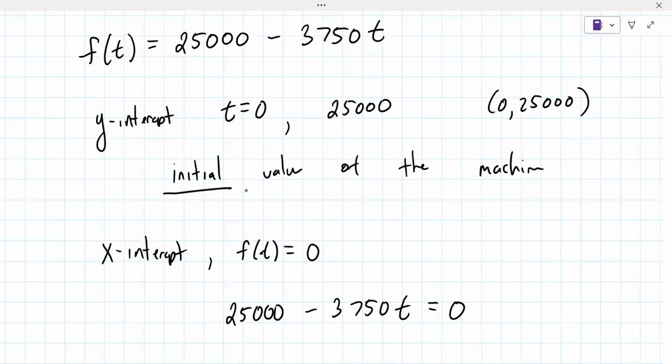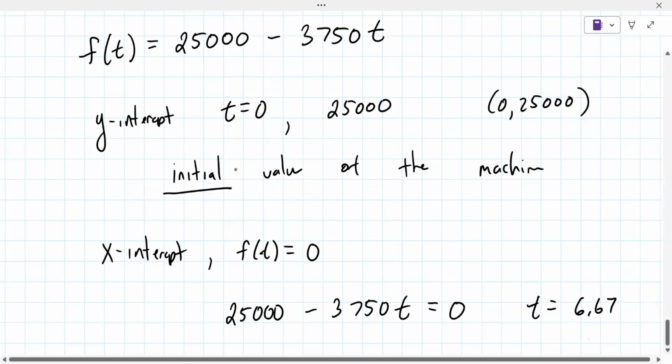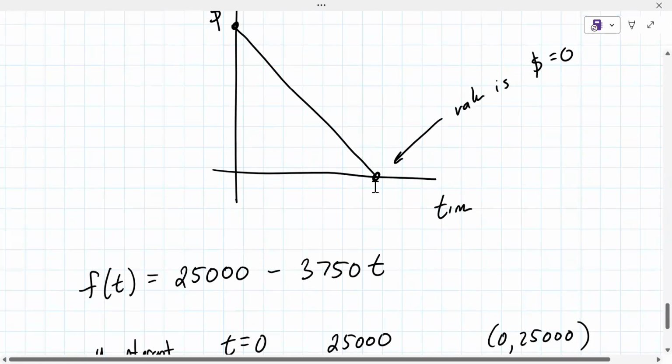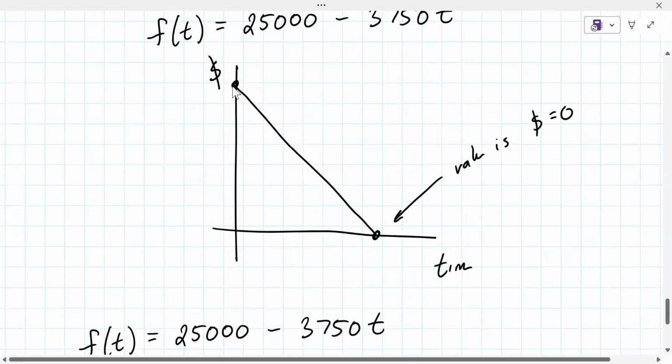Is it 6.66? We want to keep it as a fraction if we can. That actually is okay, probably 6.67 years. So the idea is that in 6.67 years, it's worth nothing. That's when it depreciates. If you own a car and you own it long enough, it does eventually become worth nothing.